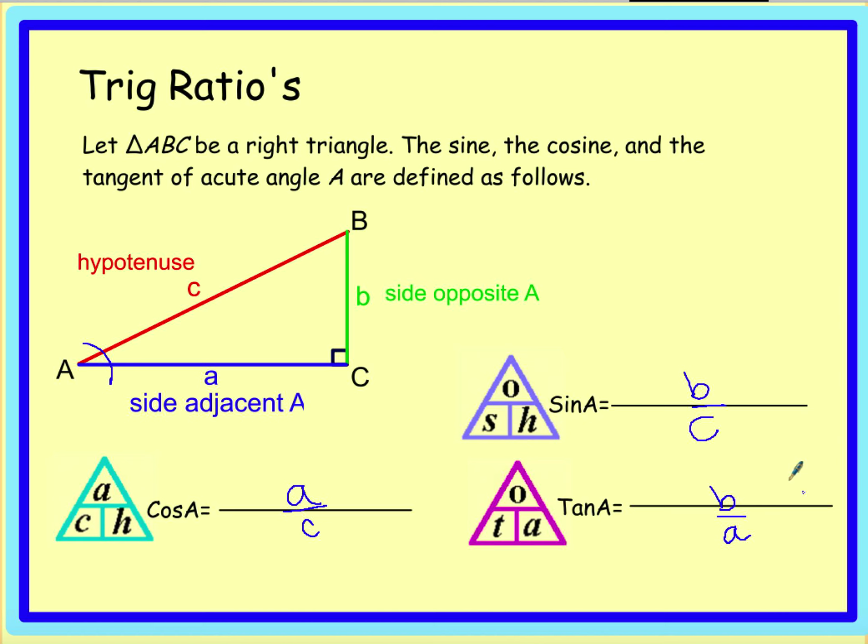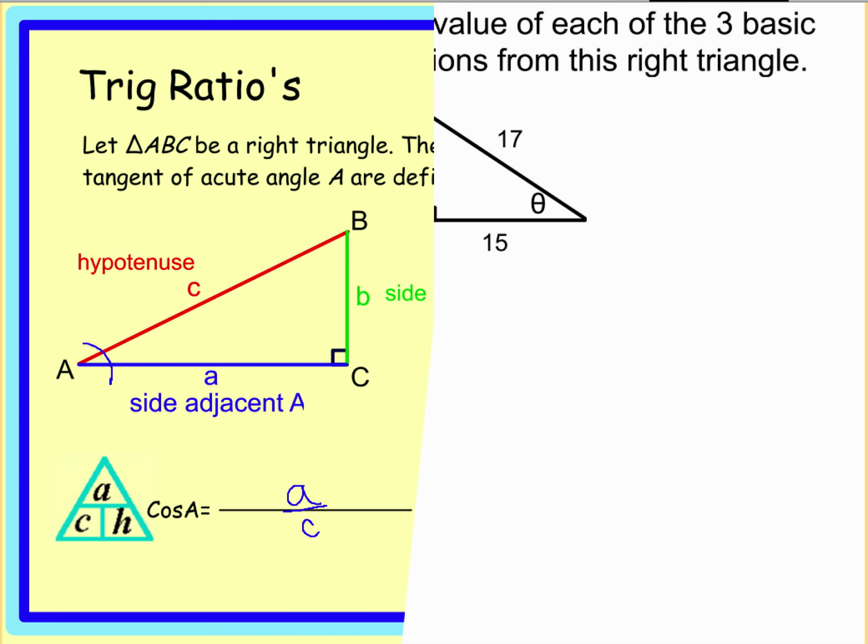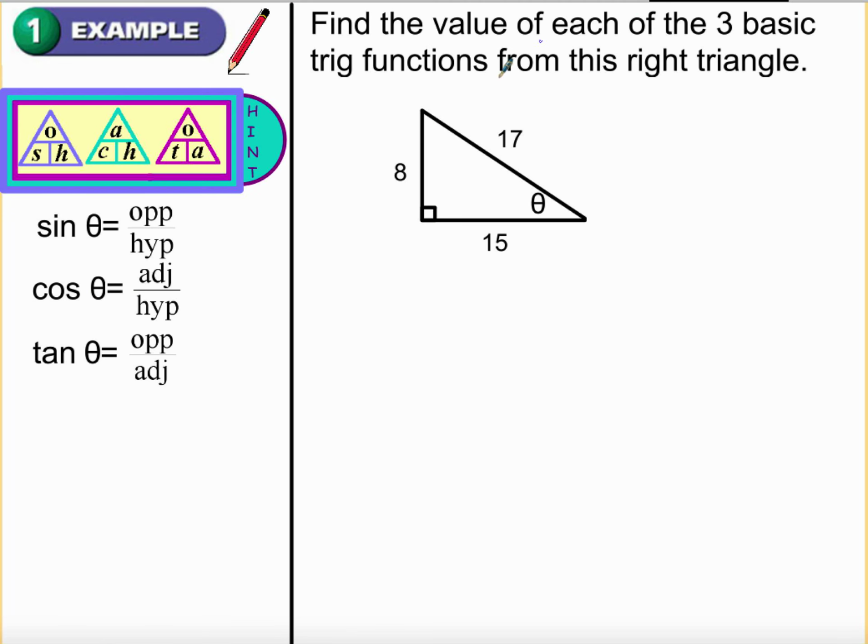Usually in trig, or when we're working with triangles, we will label our angles as capital letters and our sides as lowercase letters, just in case you were wondering. So here we go for our first example. Some teachers will teach you something called SOHCAHTOA. It's a mnemonic device to help you remember the order that those trig ratios go in.